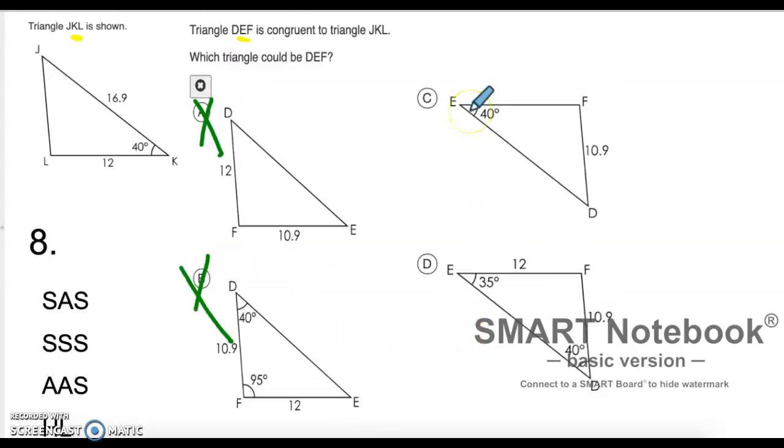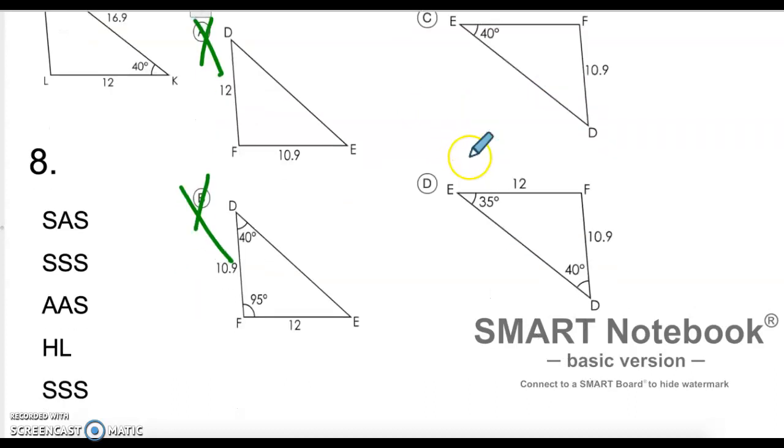In C, we see that angle E is 40 degrees, which we know has to be true because angle E and angle K correspond, which means they must be congruent. So C is a possible answer, but before we circle it, let's look at D.